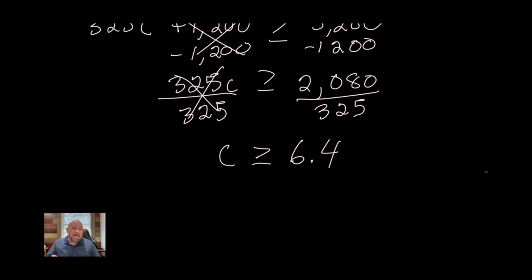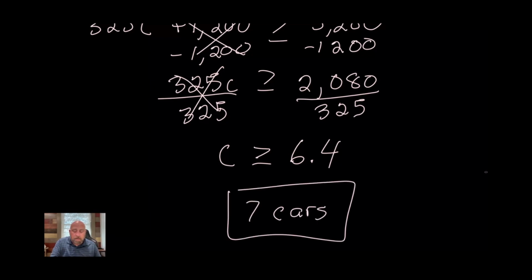So what does that mean? He has to sell at least how many cars? If he sells 6, he doesn't get enough money because it's 6.4. So he must sell 7 cars. That would be your answer.